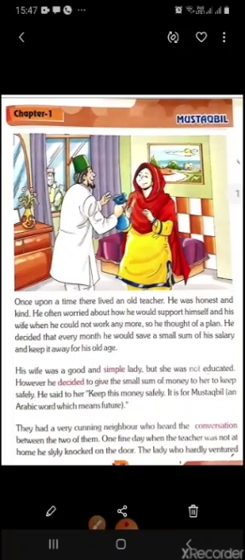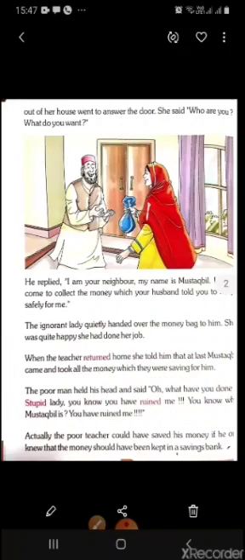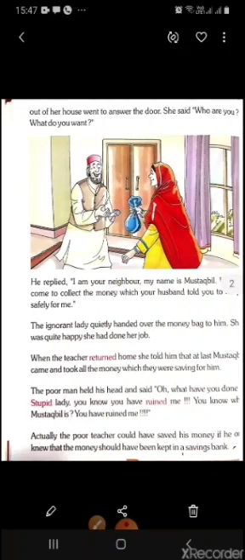Now that lady went out. When there was a knock on the door, the lady, who never went out of her house, went to the door and asked who was knocking at the door and what did he want. He replied, "I am your neighbor. My name is Mustaqbil."